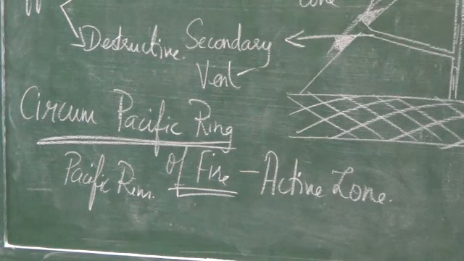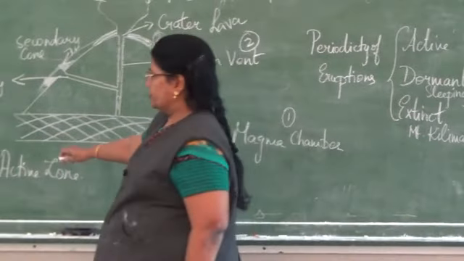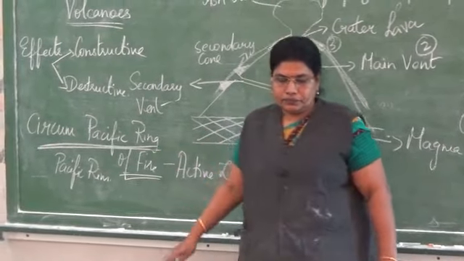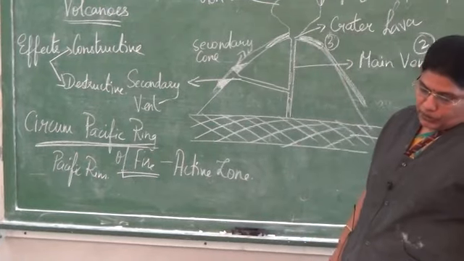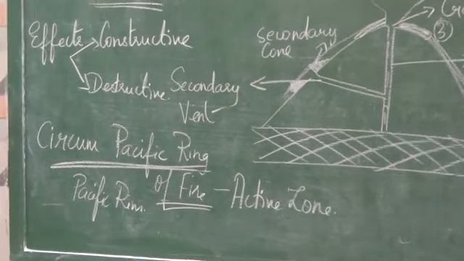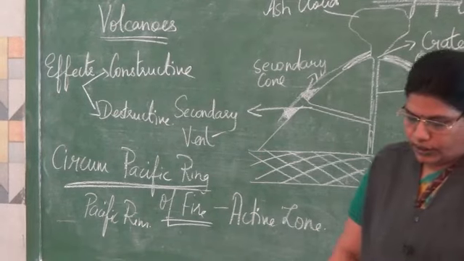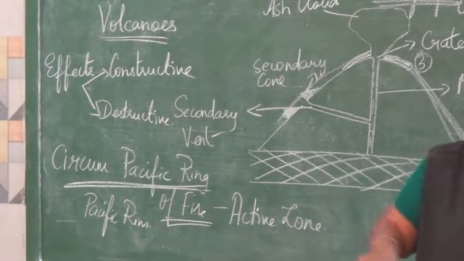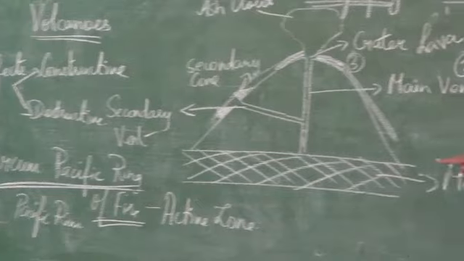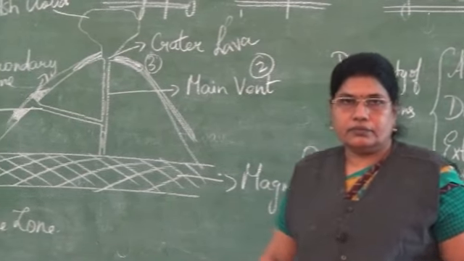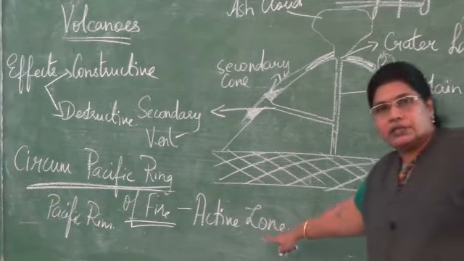Now, why is this specific ring of fire seismically and volcanically active? The Circum-Pacific Ring of Fire is a major area in the basin of the Pacific Ocean where many earthquakes and volcanic eruptions occur. It has 452 volcanoes, including active and dormant volcanoes. It is home to 75% of the volcanoes and 95% of the earthquakes.